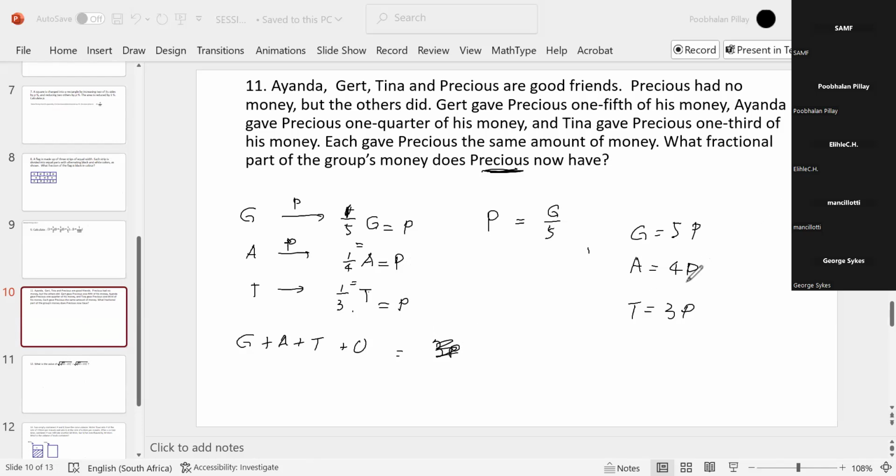It's 5P plus 4P plus 3P, which is 12P. That is the total amount of money which was in the group's hand, G plus A plus T. And this equals the group's money.